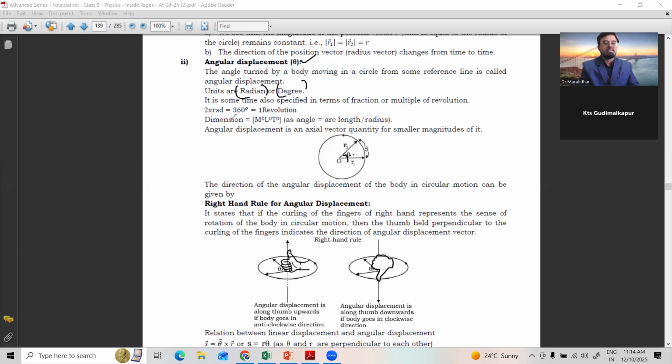So it is sometimes also specified in terms of fractions or multiples of a revolution. 2 pi radians is equal to 360 degrees for one revolution. When a body completes one revolution, it is 360 degrees, which is also called 2 pi radians. 2 pi radians or 360 degrees. Right?